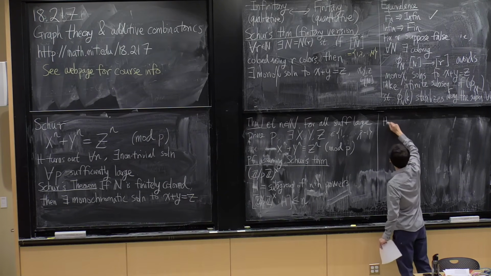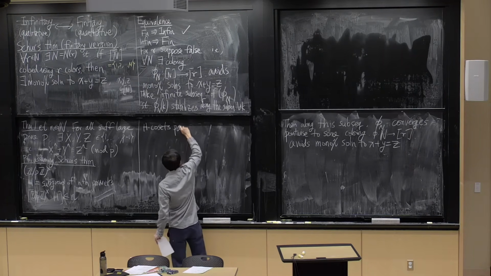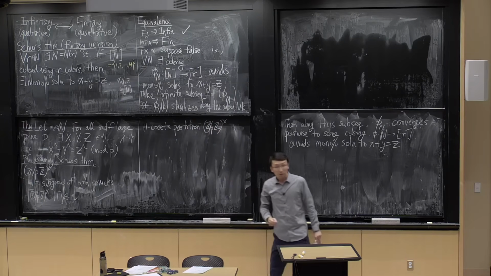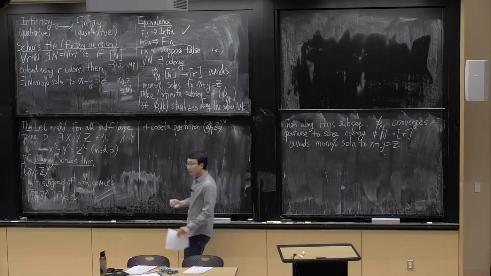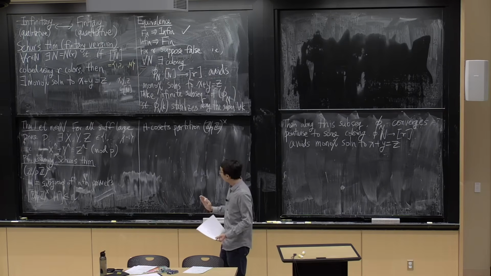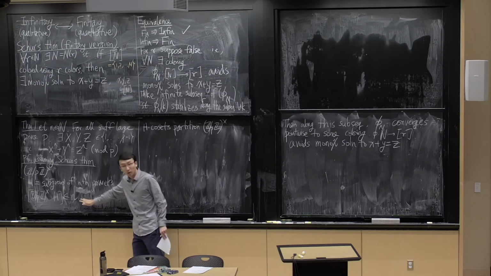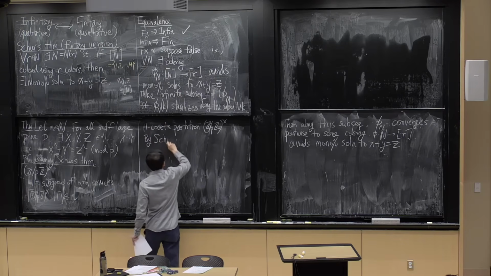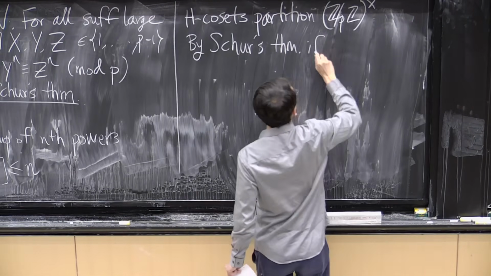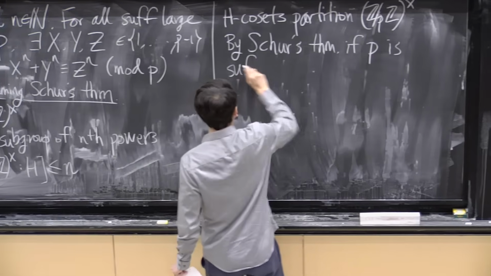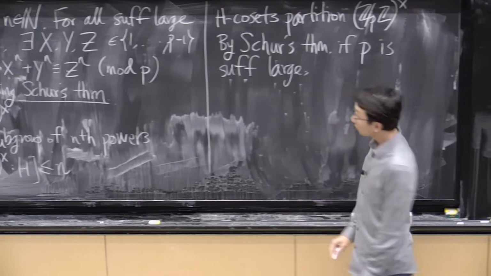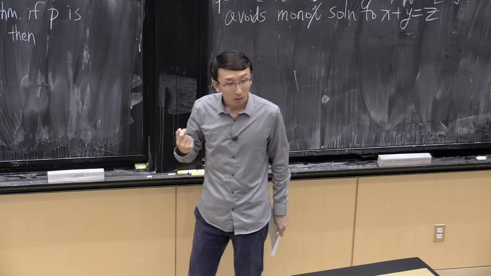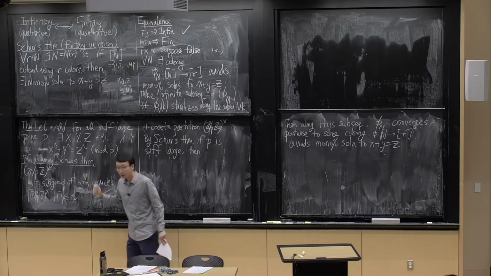And so in particular, I can use the H cosets to partition the multiplicative group of non-zero residues. And this is a coloring, right? A partition is the same thing as a coloring. There's a bounded number of colors, but I let p get large. So by Schur's theorem, if p is sufficiently large, then one of my cosets should contain a solution to x plus y equals z.